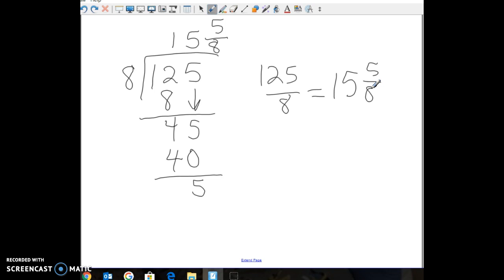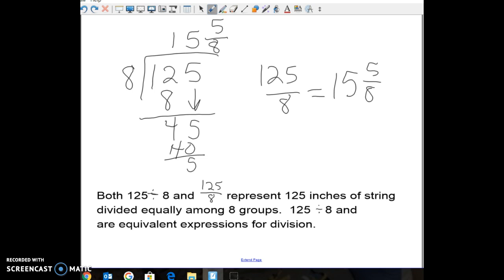Now at the bottom there's an explain, and it says explain why 125 divided by 8 gives the same result as the improper fraction 125 over 8. So remember, when we have an improper fraction, we always take the denominator and divide it into the numerator. So 125 divided by 8, written like that, and 125 eighths represent 125 inches of string divided equally among 8 groups. So 125 divided by 8, and I forgot to write that in, 125 eighths are equivalent expressions for division.